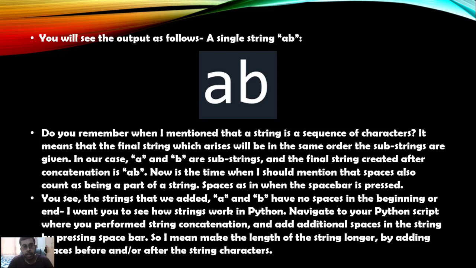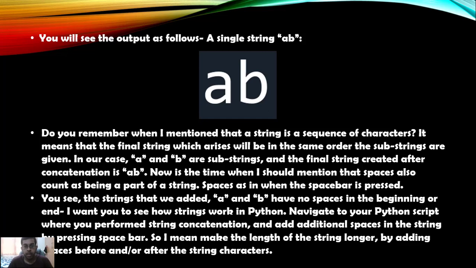Do you remember when I mentioned that a string is a sequence of characters? It means that the final string which arises will be in the same order the substrings are given. In our case, A and B are substrings, and the final string created after concatenation is AB.